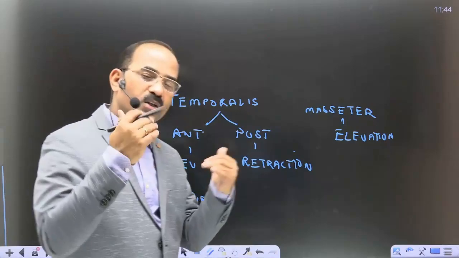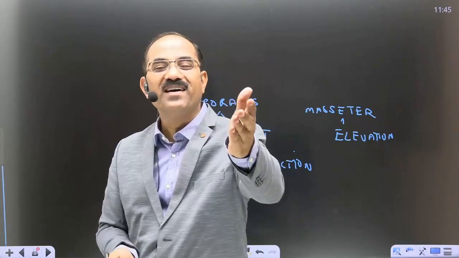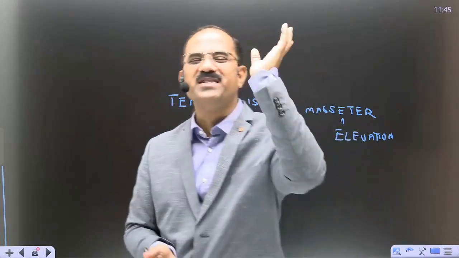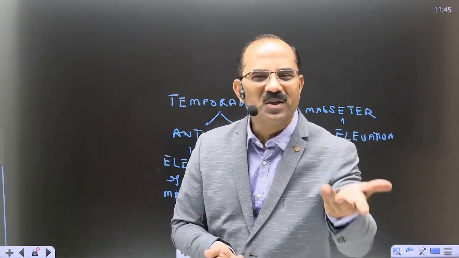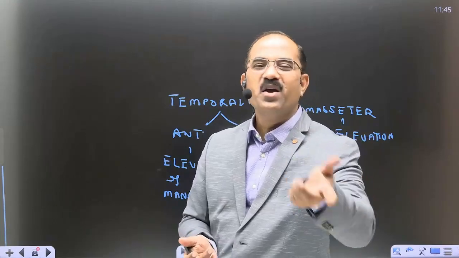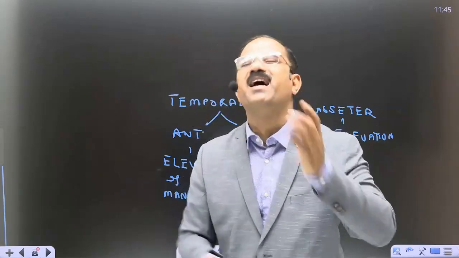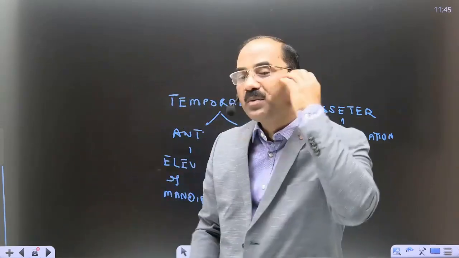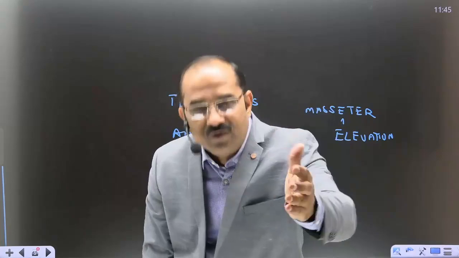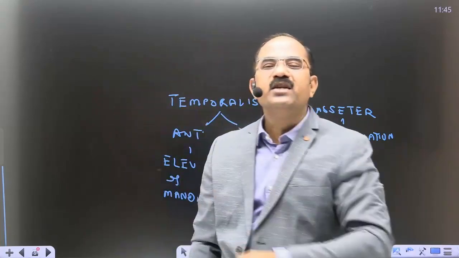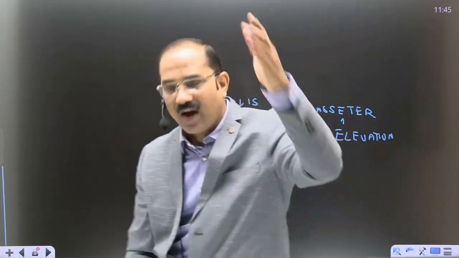Now, which are the other two muscles of mastication? Yes, very good, the medial and the lateral pterygoids. But where do they lie? We can't see them. We have to remove the ramus of the mandible and go deep to the ramus. That means we are in the infratemporal fossa. These two muscles, the medial and the lateral pterygoids, lie in the infratemporal fossa.